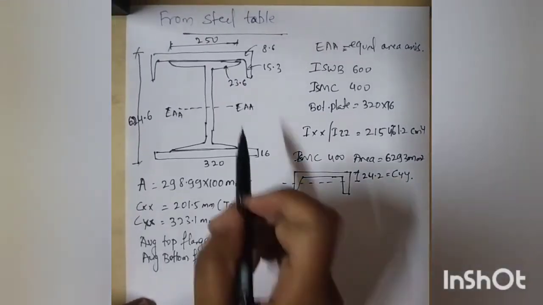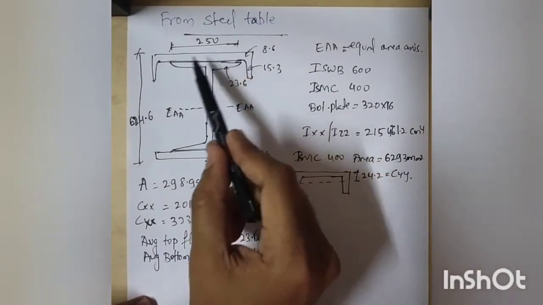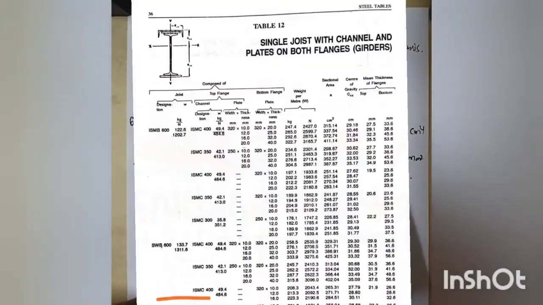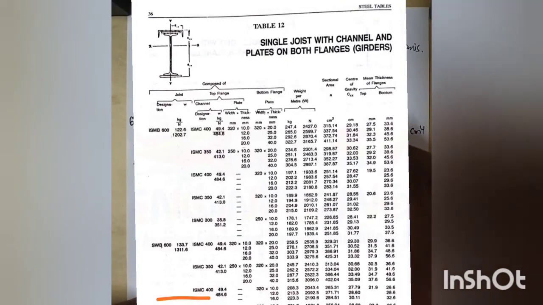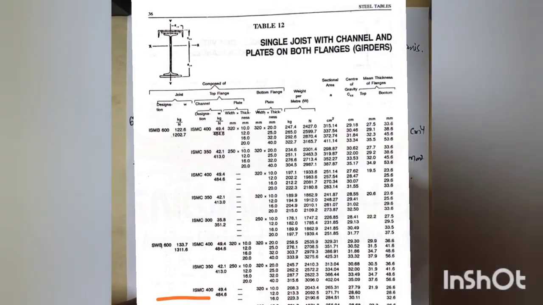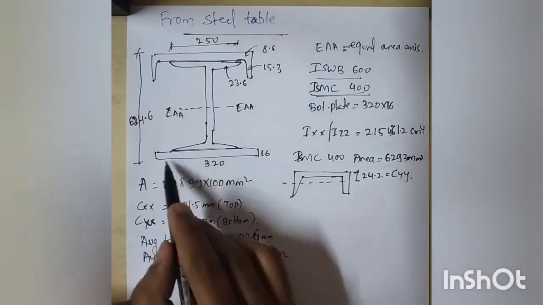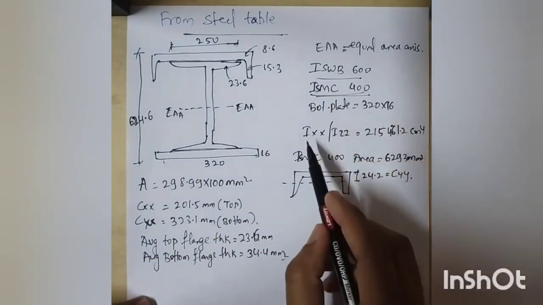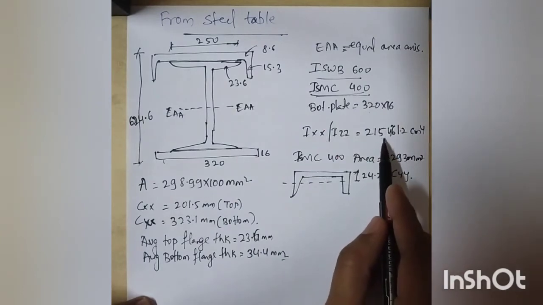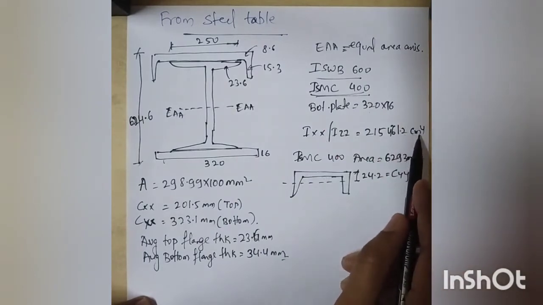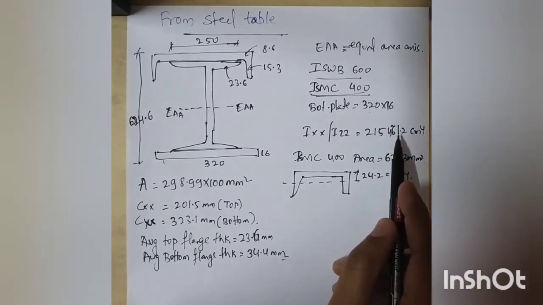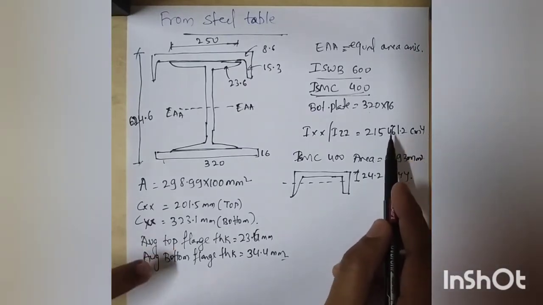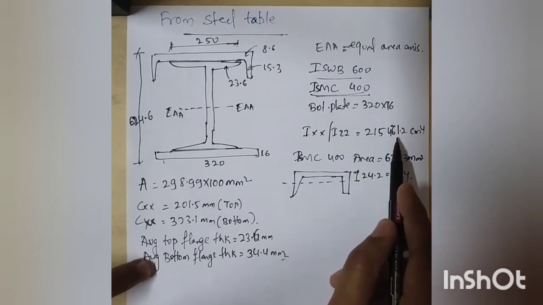Okay. Now referring to the steel table, we have this built-up I section, wherein the I section we have used is ISWB 600 and ISMC 400 at the top, and the bottom plate is 320 into 60, whose moment of inertia is 215,461.2 centimeter raised to 4. The required was 211,800 centimeter raised to 4. We have taken slightly higher than what is required.